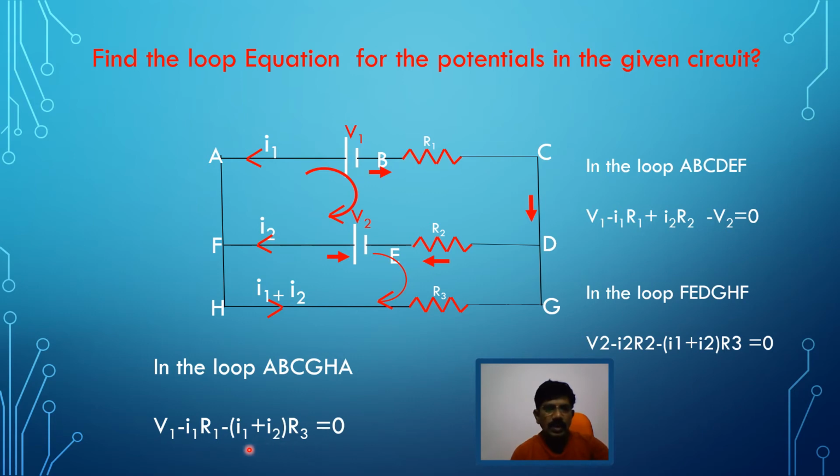So what is the sign you have to give? Minus, that is a negative sign, because you are moving in the clockwise direction but the current is flowing in the opposite direction. So both arrows are opposite in direction. So the loop equation becomes V1 minus I1 R1 minus (I1 plus I2) into R3 is equal to 0. This is the loop equation for the potentials in the given circuit. Are you clear about that one?